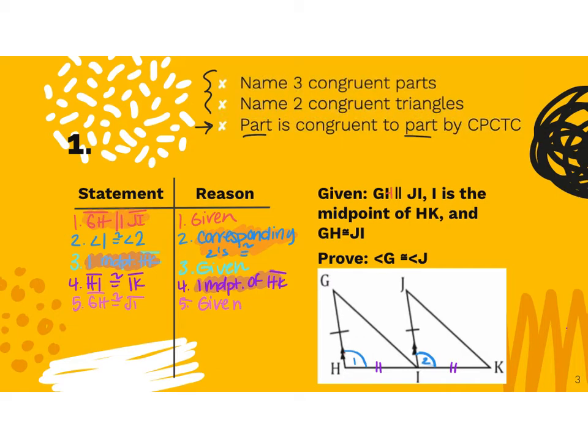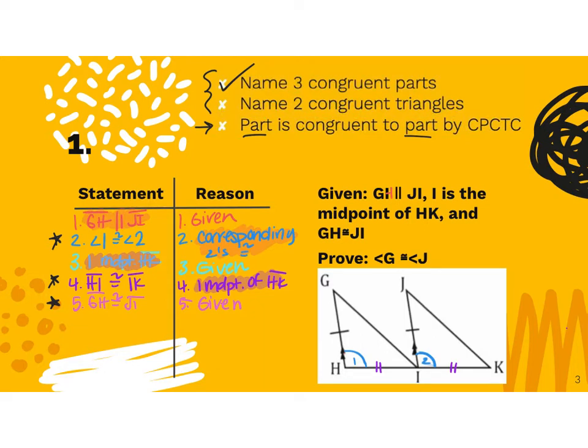Just want to pause for a moment. Notice that we have GH is parallel to JI and it's congruent. That is not always the case. Just because something is parallel does not mean it's congruent. Just because something is congruent does not mean it's parallel. So be very, very careful. Okay. As I look now, I can see that I have my three congruent parts. I have these angles, I have these sides, and I have these sides. So we've named our three congruent parts.